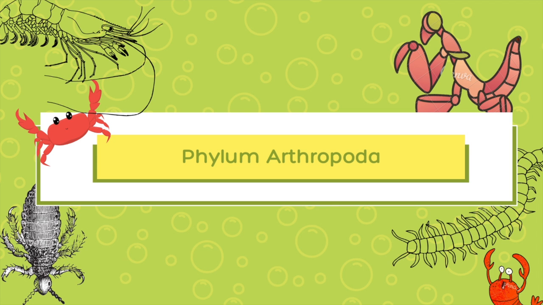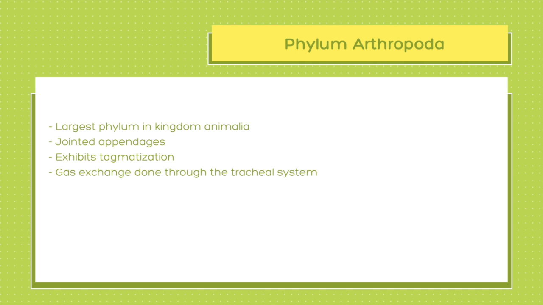Now we move on to phylum Arthropoda. Phylum Arthropoda is the largest phylum found in the animal kingdom. Its group has animals which have jointed appendages. The body of an arthropod exhibits segmentation, which means that the head, thorax, and abdomen in insects, or cephalothorax and abdomen in arachnids, are segments fused together. Lastly, arthropods undergo gas exchange through the tracheal system.